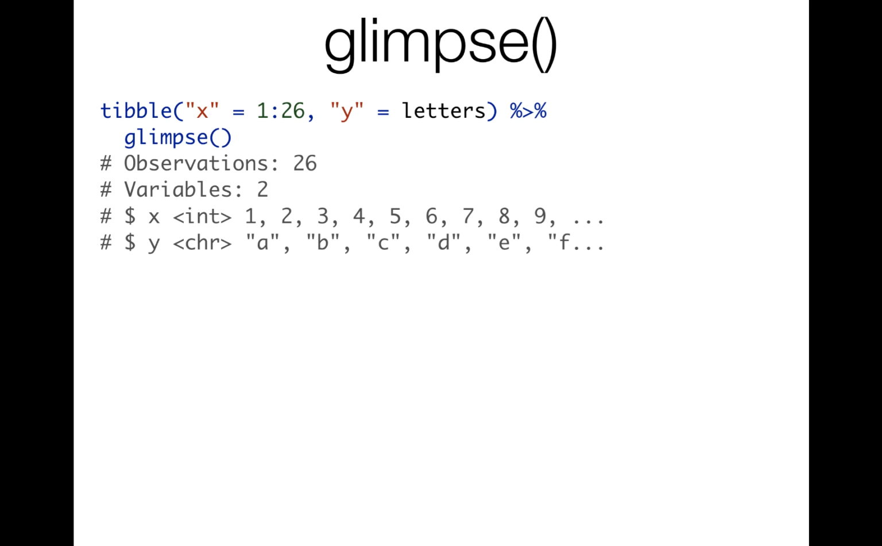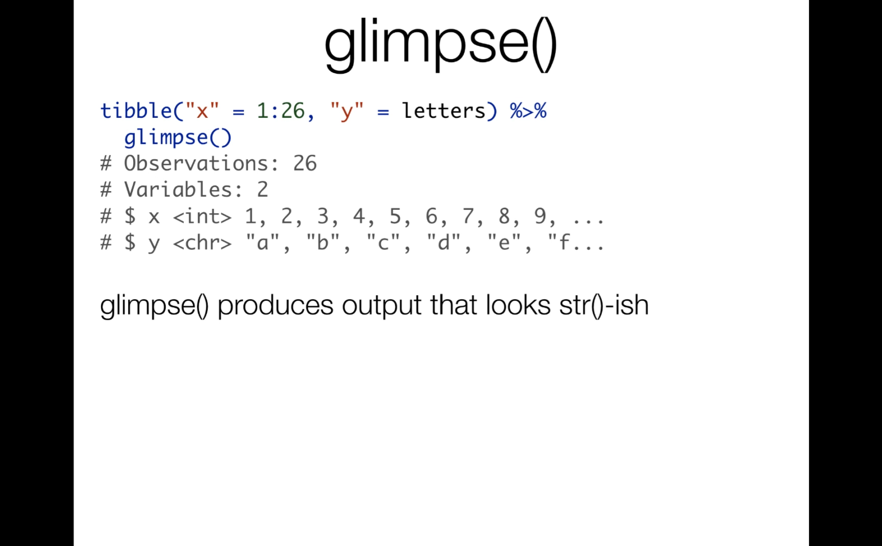There's also a function called glimpse, which is really useful to take a str-like look into what the data frame looks like. So instead of seeing it vertically, you can now see it horizontally, which is a little bit nicer if you have a whole bunch of variables.